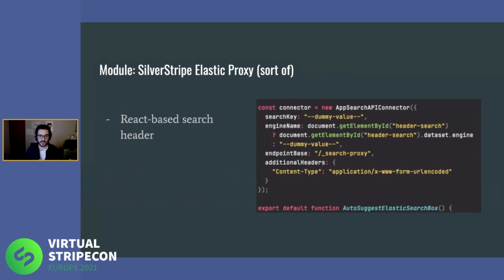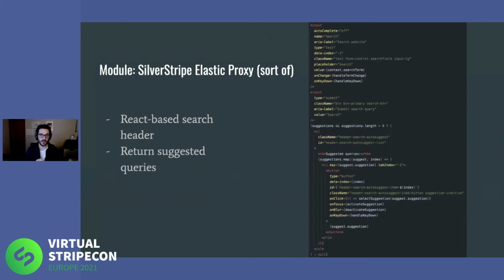So what we do here is we pass through, you can see dummy values, and we have this endpoint base, which is the _search proxy. And again, search key dummy value and the engine name dummy value. And then once it goes off to the proxy, it comes back with the information, and then it passes it into this React component, which renders the suggestions and has a nice little grayed out, very Google UI looking thing where you can use arrow keys up and down and select it and pass that suggested query off to the actual search form to make the search.